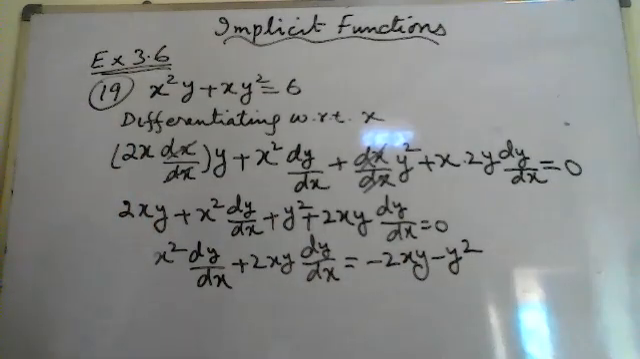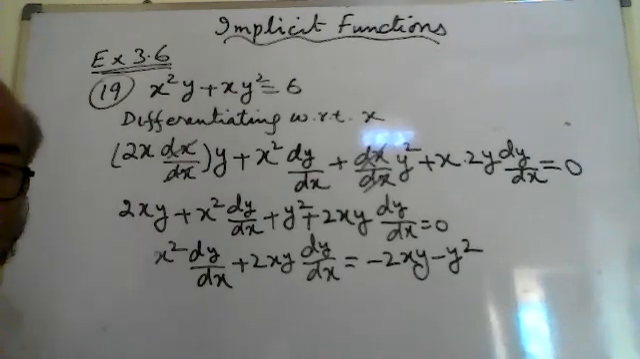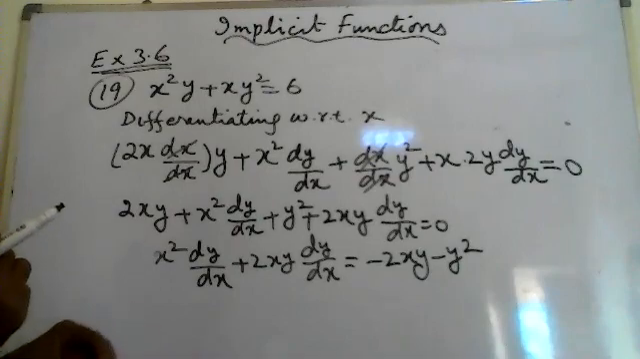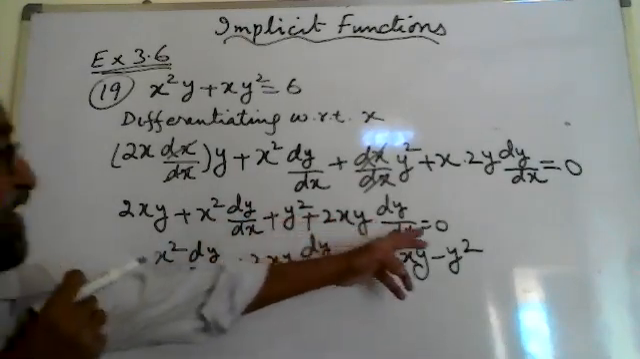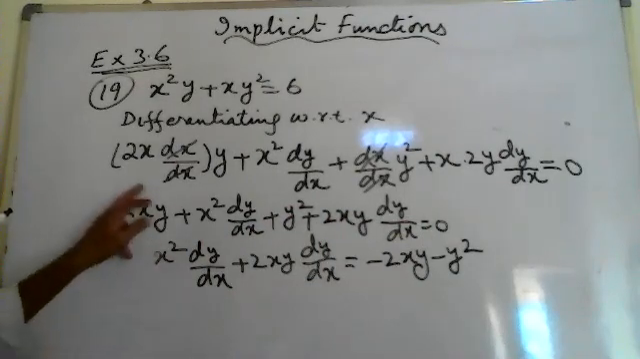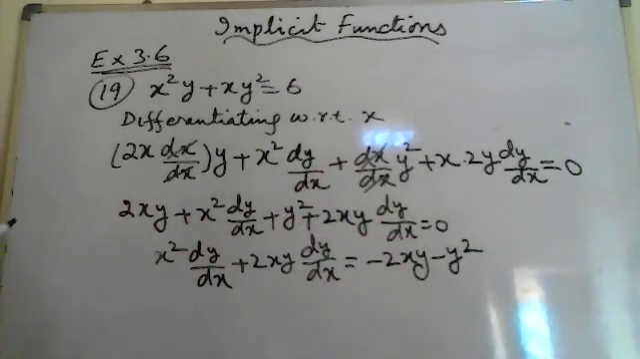So the terms involving dy upon dx will be shifted on the left side of the equation, and the terms without dy upon dx will be shifted on the right side of the equal sign.